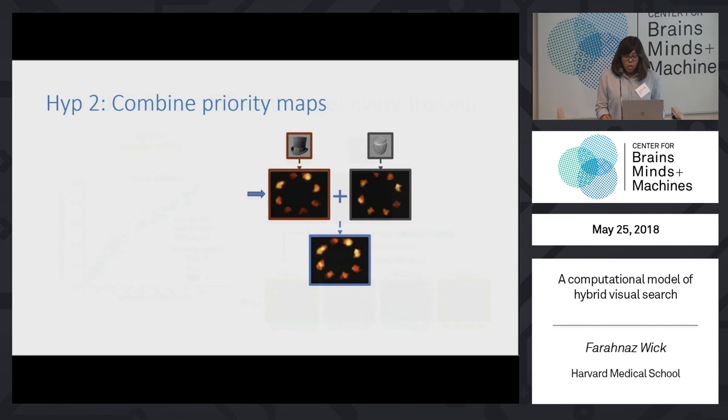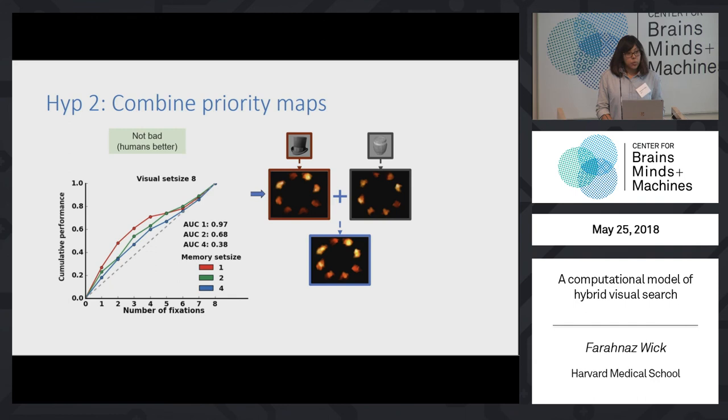Another strategy could be that you don't maintain separate priority maps, but combine or average them together into a single map, and then do your search. And that strategy also works. It mimics human behavior.